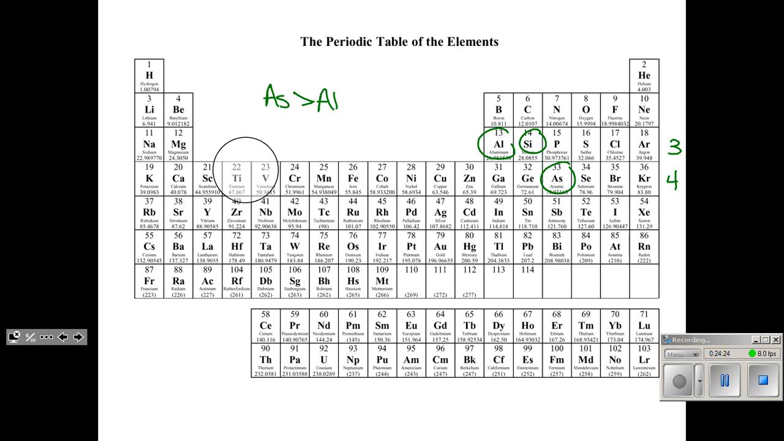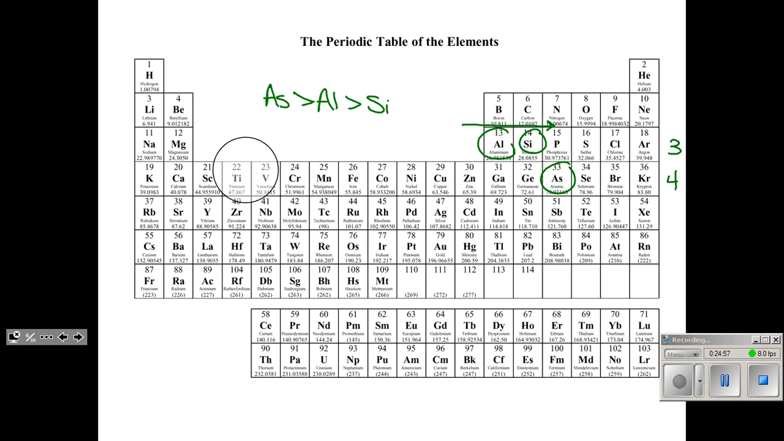Because we know as you go across a period on the periodic table, silicon and aluminum both have outer electrons in the 3p, but silicon has 14 protons, which is going to pull its electrons a little bit closer to the nucleus than the 13 protons of aluminum, so aluminum is slightly bigger. So arsenic is bigger than aluminum, which is bigger than silicon. And I would expect you to do that for all of the other trends as well.